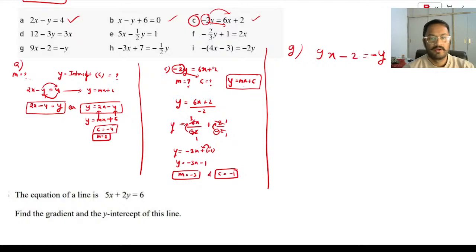Now here, 9x minus 2 is equal to minus y. So you need to reshuffle it to get the answer. Now what you can do, Lekhansh, in this case, you need to understand the logic here.